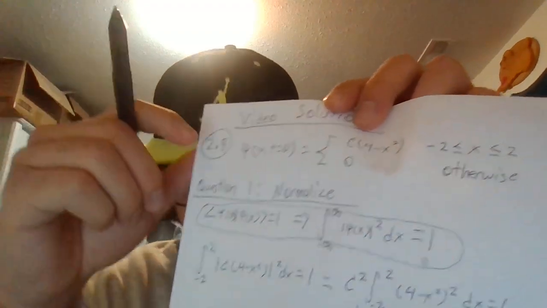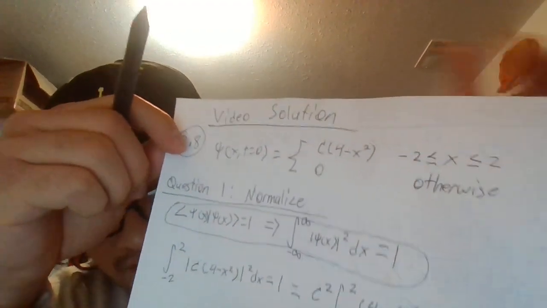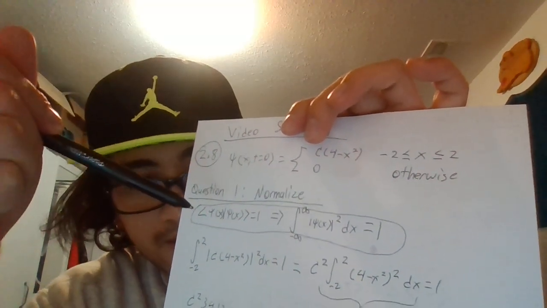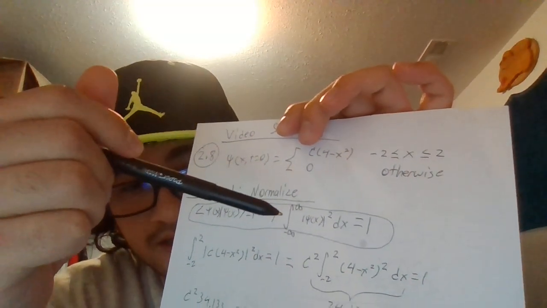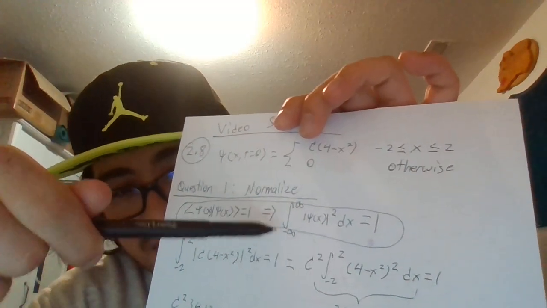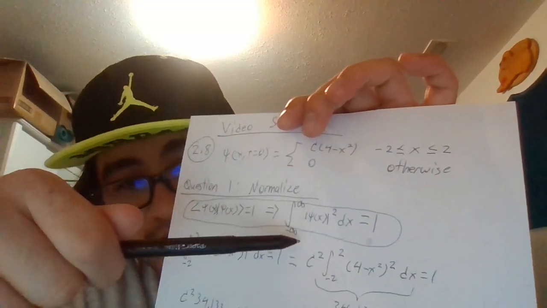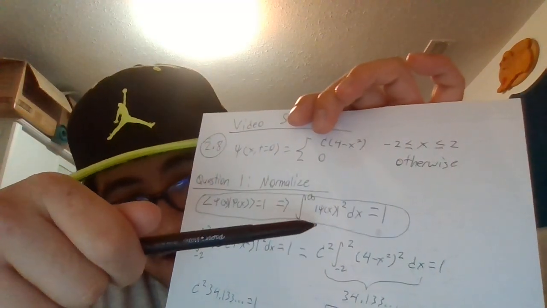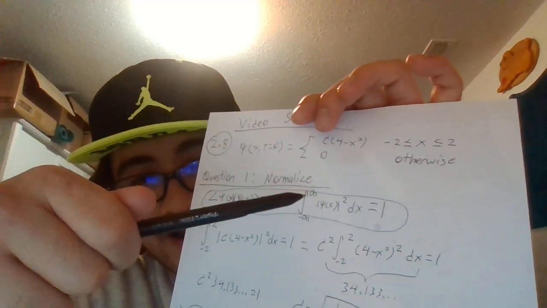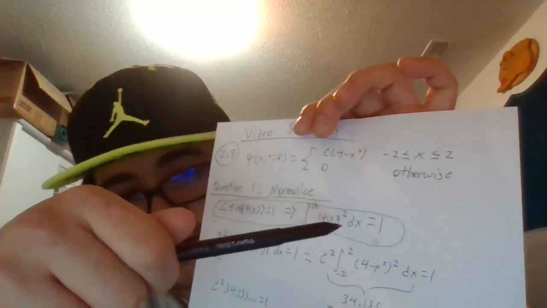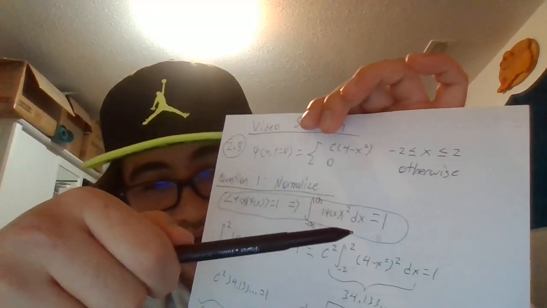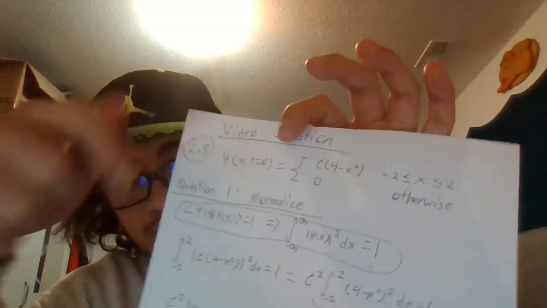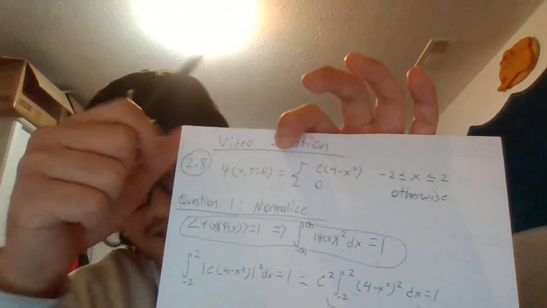But we're working with wave functions, so to express that from Dirac notation in wave function notation, we use the integral over all space, from negative infinity to infinity, of the wave function squared dx, and that equals 1. That's how you express the normalization definition in wave function notation.